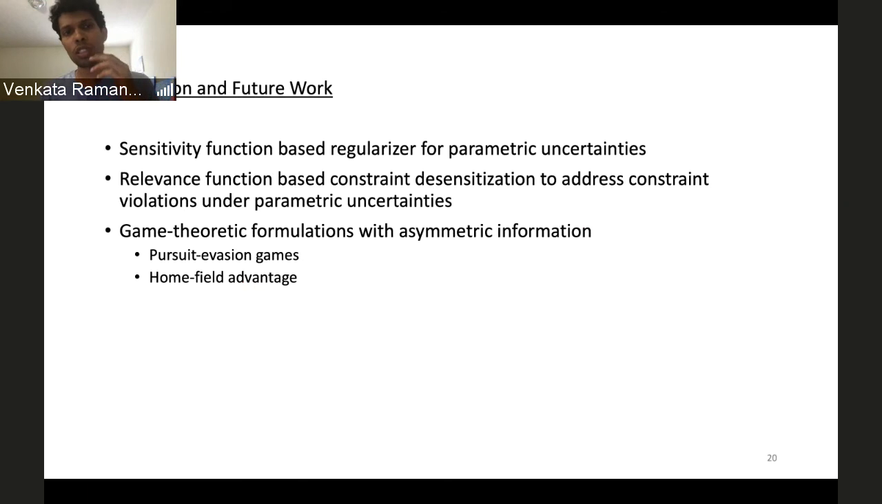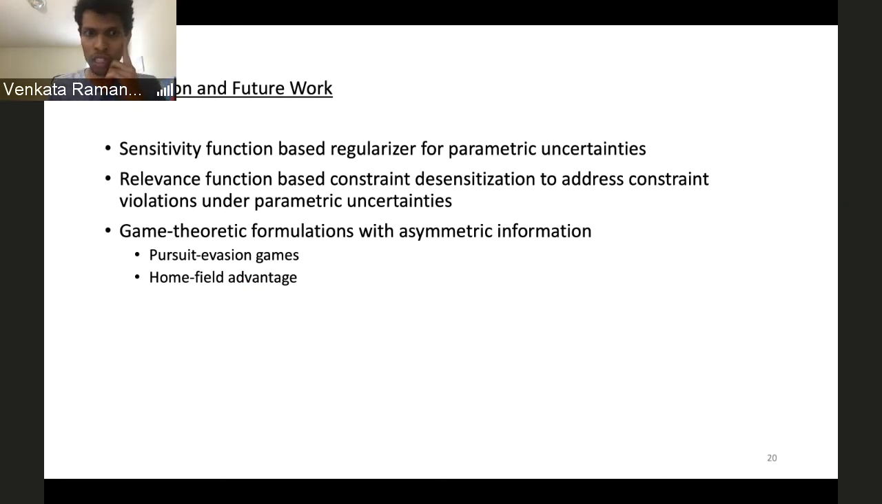So with that, I want to just conclude quickly by saying that we looked at a sensitivity function-based regularizer to address safe planning under parametric uncertainties. We looked at trajectory desensitization and final state desensitization. Particularly for the constraint desensitization, we looked at relevance functions to address constraint violations under parametric uncertainties.